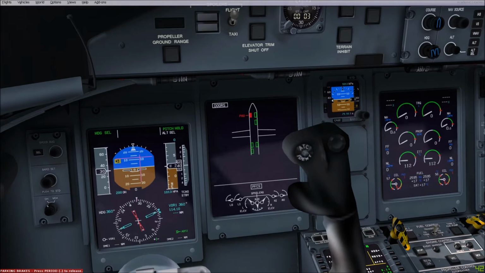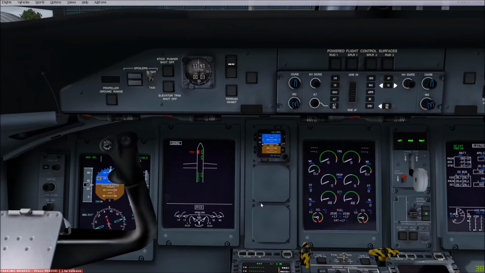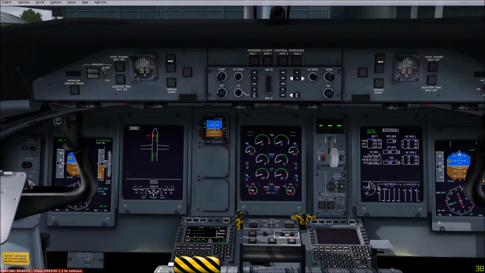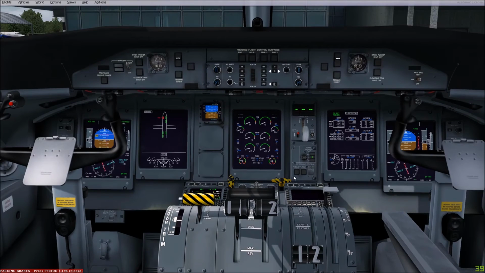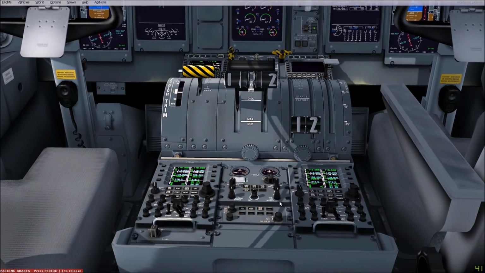At the moment you can see we have a systems page selected, and it's actually showing us the status of the doors. At the moment you can see the left front entry door is currently open. The selection of system pages can be done using the control panel here on the pedestal.